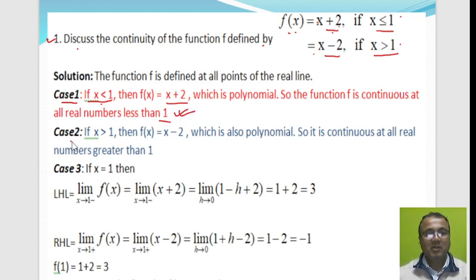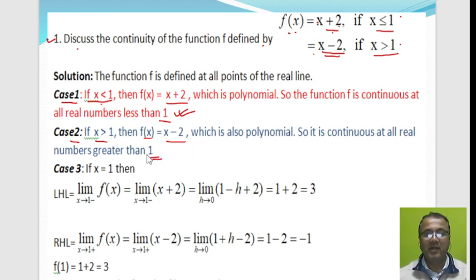Next one is suppose if x is greater than 1. If x is greater than 1, then f(x) must be equal to what? x minus 2 only. f(x) equal to x minus 2. This is also a polynomial function. So you can say that this polynomial function is also continuous when x is greater than 1.